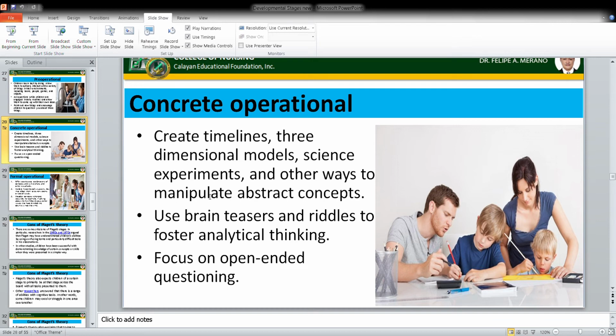Then help them to solve problems or allow them to solve problems at their own level. Then focus on open-ended questions. So simplify the question to either yes or no, or a simple question where only one word could be an answer. Because in here, the children could not explain well.